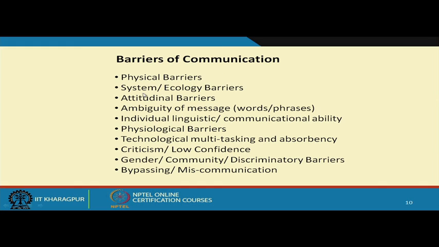So coming to the other barriers, there could be a system or ecology barrier, where the communication many a times happens in terms of a system. There is a hierarchy of communication, or there is a particular method of communication. For an organization, to give you an example, communication happens within an organization or a corporation or an institution in a particular system, in a particular structure, and there cannot be communication happening from any point to any point. There has to be a particular system, or there is a particular ecology within that organization for communication.